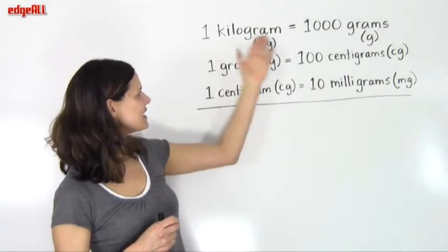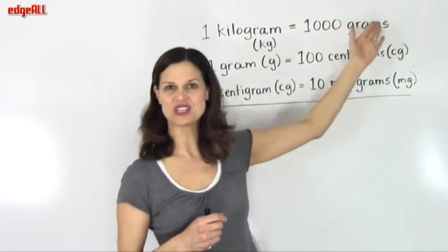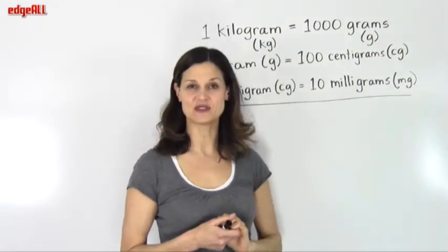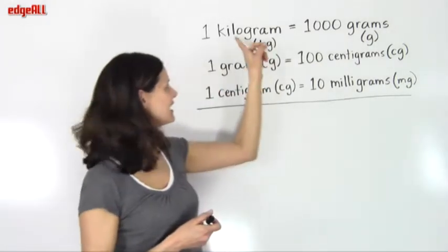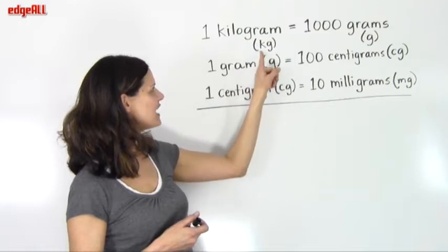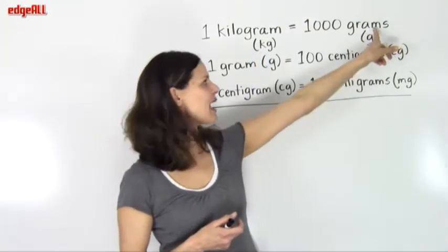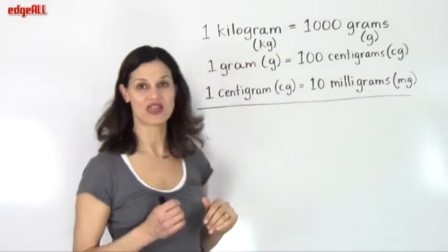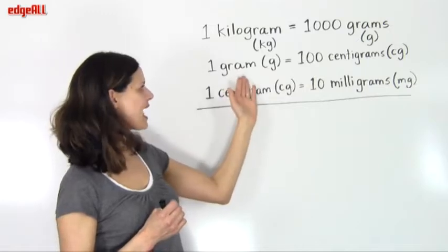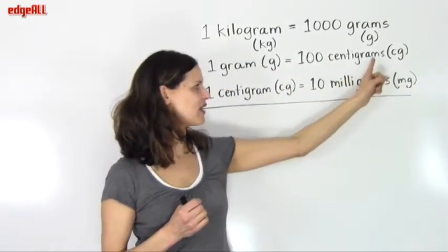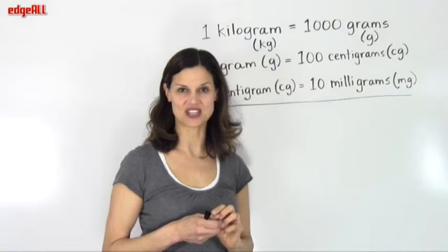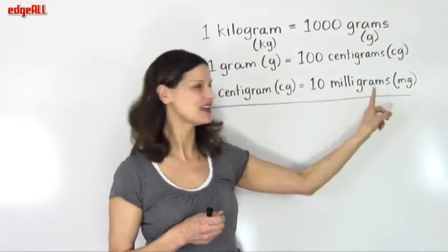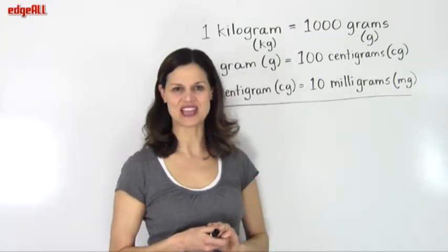We have 1 kilogram equal to 1,000 grams. And in parentheses, you'll see the abbreviations for these units of mass. Kilogram is abbreviated kg. Gram is abbreviated with just a g. So 1 kilogram is equal to 1,000 grams. 1 gram is equal to 100 centigrams, or cg for the abbreviation. And 1 centigram is equal to 10 milligrams, or mg for the abbreviation.